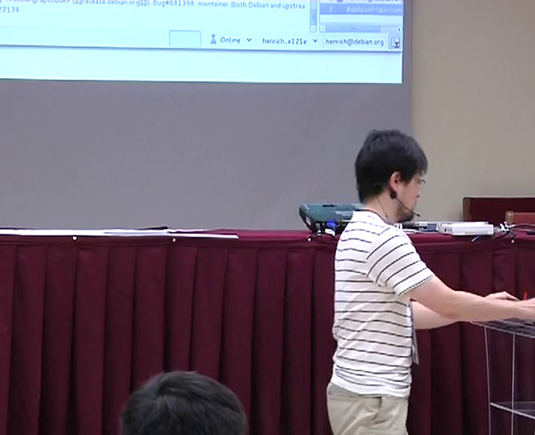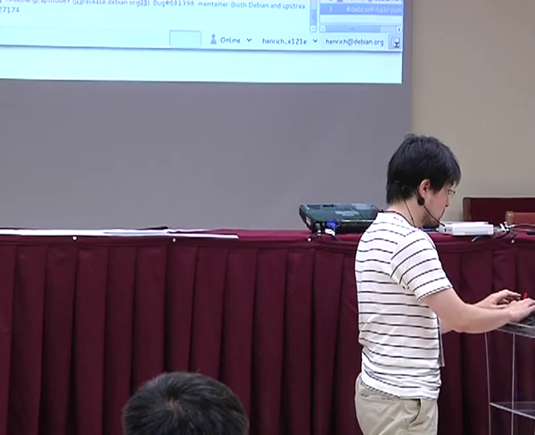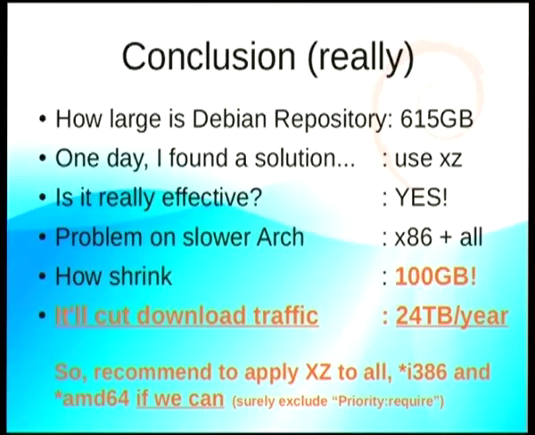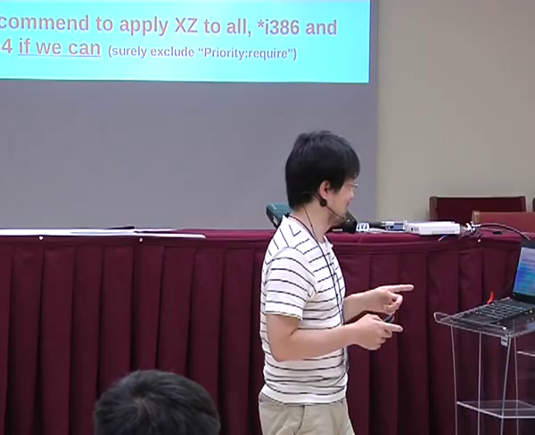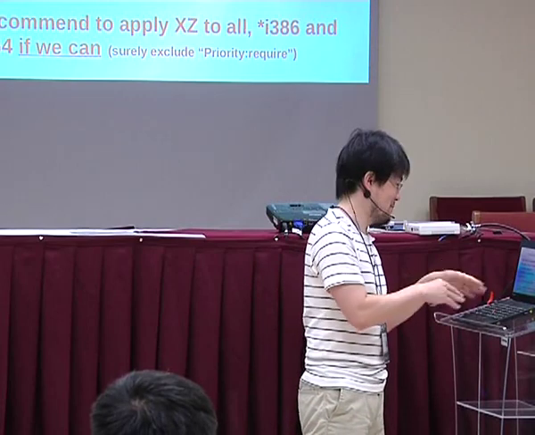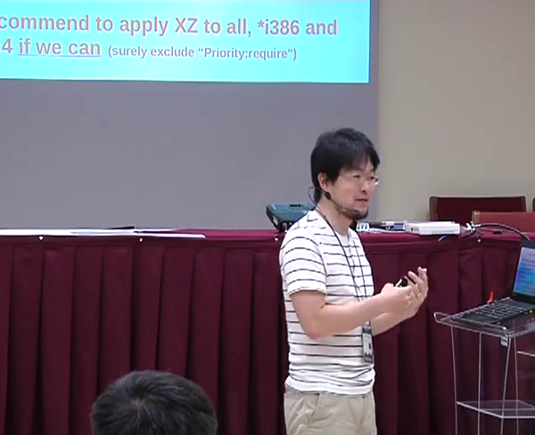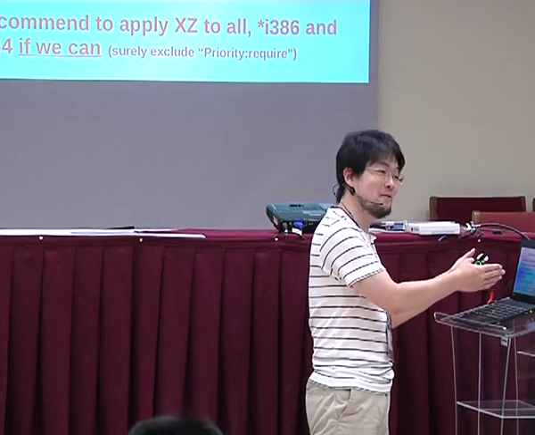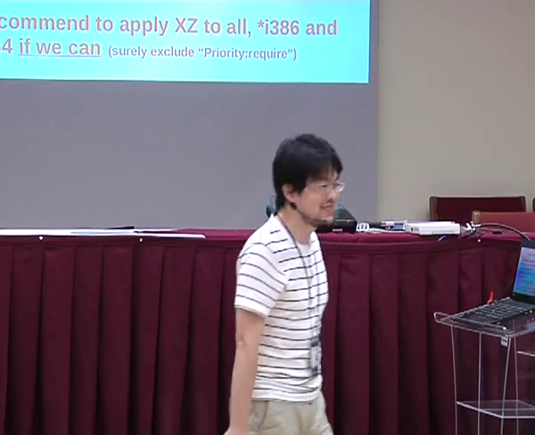Going back to one of your end slides, that one, exclude priority required. Why? So it's old; in the past we should exclude priority required to apply the xz. So now we can cut this line.